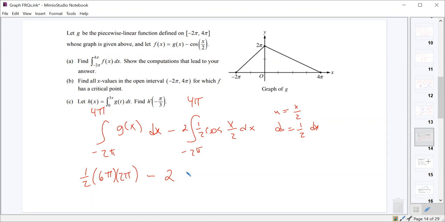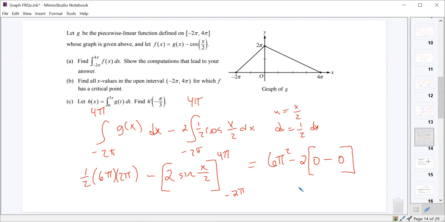And so that'll just be the integral of cosine, which is sine. So this is minus 2 sine of u. And we've got to evaluate that from negative 2 pi to 4 pi. So what do we get? We get 6 pi squared minus 2 times the sine of 2 pi. What's the sine of 2 pi? 0, minus the sine of negative pi, which is 0. So 6 pi squared.